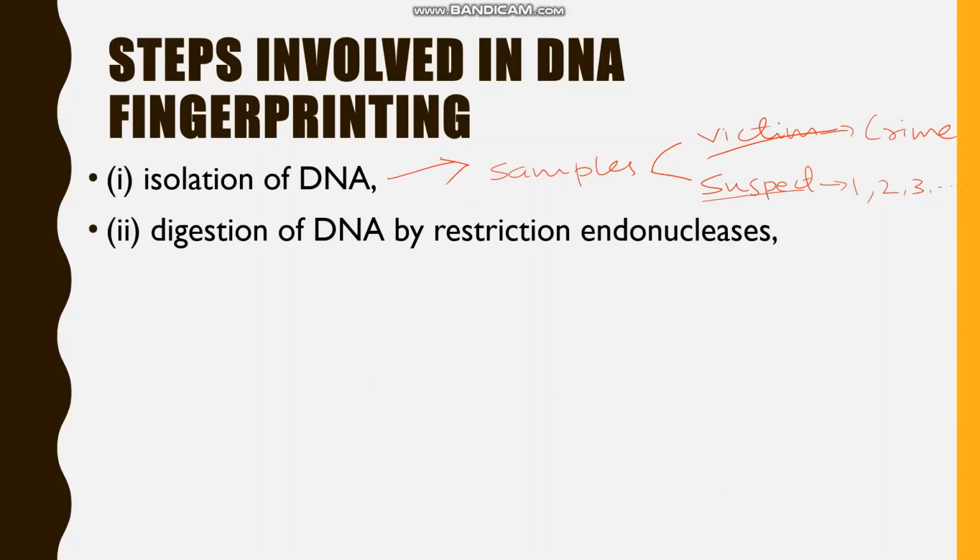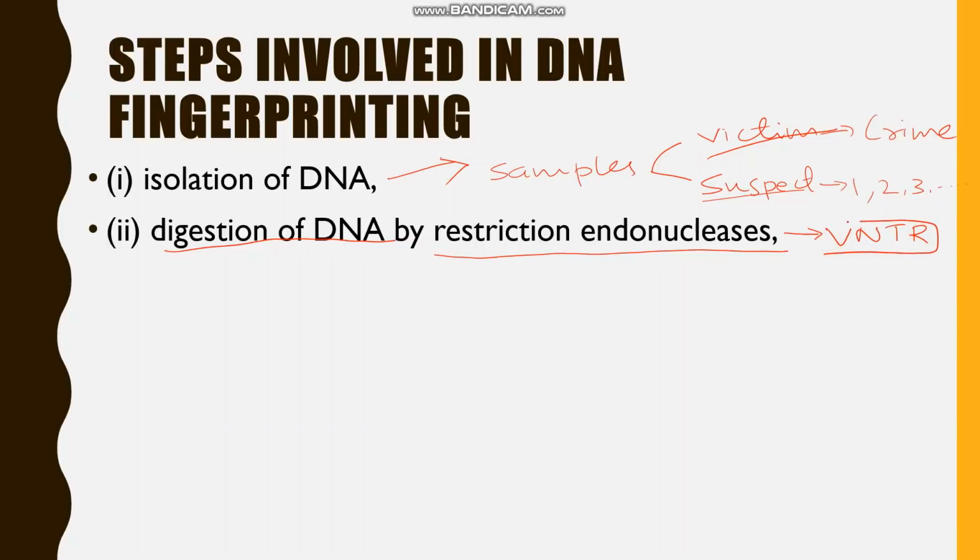The second step in DNA fingerprinting is digestion of DNA by restriction endonuclease. So what is this digestion? Digestion is nothing but fragmentation. For this purpose, we are using the restriction endonuclease enzyme. See, I told we don't want the entire DNA molecule from the cell. We need a specific sequence from the DNA, that is called the VNTR sequence.